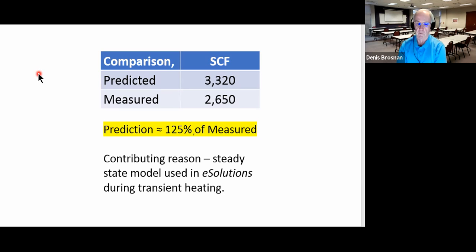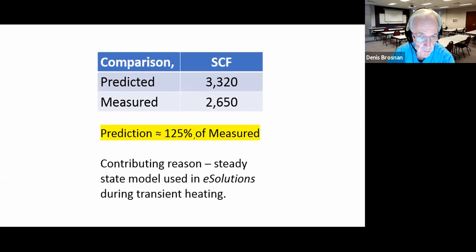Another way of looking at this might be that the predicted is a decent guideline for you in doing the what if question, as long as you realize that eSolutions is a steady state heat flow model, and the actual might be a little bit less. So I am at least pleased with this amount of agreement that we have in eSolutions and the verification experiment.